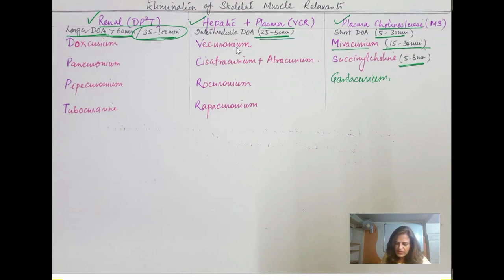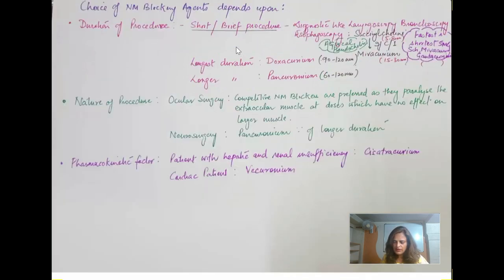So intermediate, how much? One hour, almost two hours; and this one is half an hour. Remember this. So depending upon the procedure, what length of procedure you need, you have to choose the skeletal muscle relaxant drug. Now how are you going to choose this neuromuscular blocking agent? Number one, duration of the procedure. How long is the duration, is it a brief procedure or a short procedure?